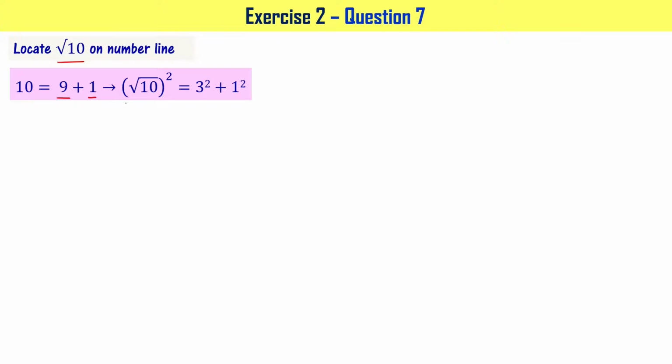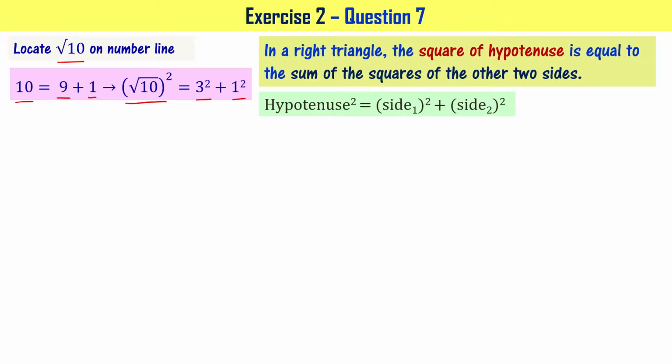So root 10 whole square, that is equal to 10, right? Can be written now as 3 square, that is equal to 9, plus 1 square, that is equal to 1, right? Root 10 whole square equal to 3 square plus 1 square. Now recall Pythagoras theorem. It says that in a right triangle, the square of the hypotenuse is equal to the sum of the squares of the other two sides. It means hypotenuse square equal to side 1 whole square plus side 2 square.